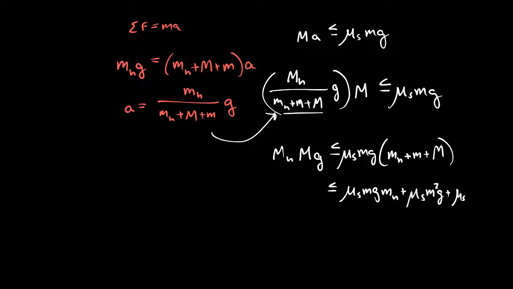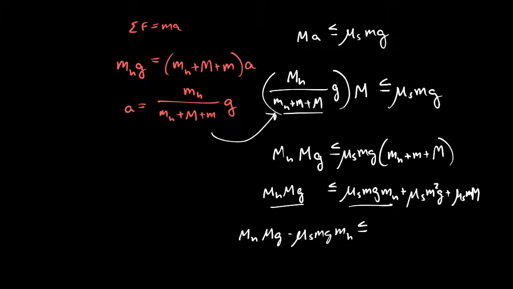I see two terms with MH in it, this one and this one. So I'm going to subtract and get MH capital MG minus mu S MG MH is less than or equal to mu S M squared G plus mu S M M. Wow. You guys paying attention, or is this just me now? Because this looks like it's from another planet. It's like gravity waves or something. Actually, it's not even close. This is like just algebra. It's just pain in the butt algebra.